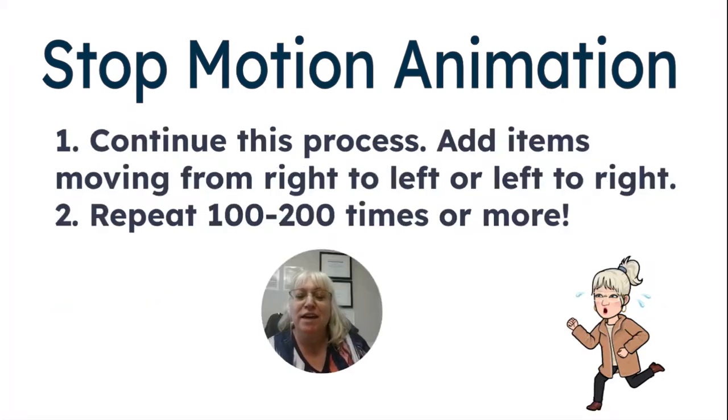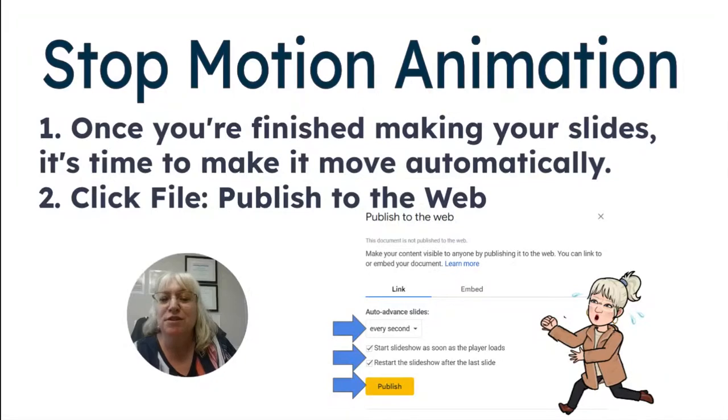Next, you can add items moving left to right or right to left, just like a story. Think about repeating this process 100 or 200 times or even more to make an entire movie. You can make your animation as simple or as elaborate as you want for your needs.